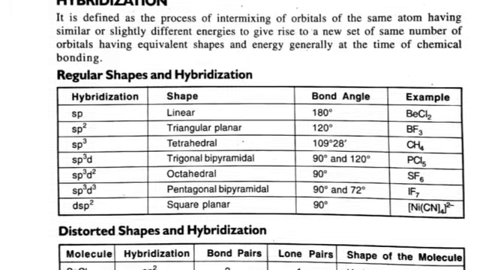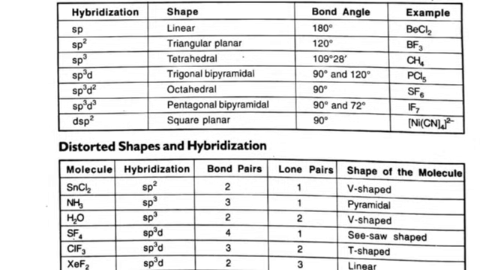If the geometry is linear, then there will be sp hybridization, 180 degree bond angle, and the example is beryllium chloride. sp2 is triangular planar, bond angle 120 degrees, boron trifluoride. sp3 is tetrahedral, 109 degrees 28 minutes, methane is the example. sp3d is trigonal bipyramidal, 90 degrees and 120 degrees, phosphorus pentachloride.